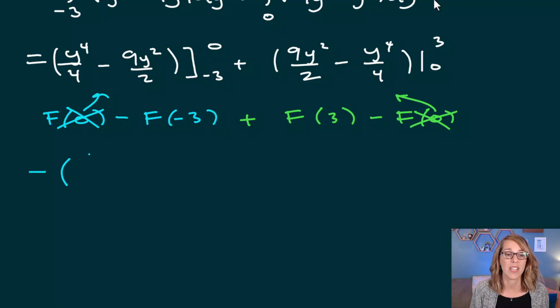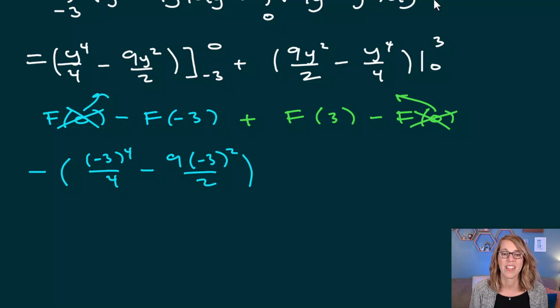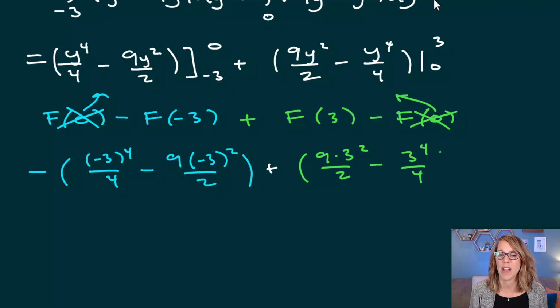So instead, I'm going to go ahead and evaluate negative, let's go ahead and put -3 in here. So that's going to be -3 to the 4th divided by 4 minus 9 times -3 squared divided by 2. And then our second one, in green, I'm going to evaluate everything now at 3. So this is going to be 9 times 3 squared divided by 2 minus 3 to the 4th divided by 4. Okay, so what do we have? I have that negative sign out in front, but because one's to the 4th power and the other one's squared, each of these are going to become positive in those fractions.